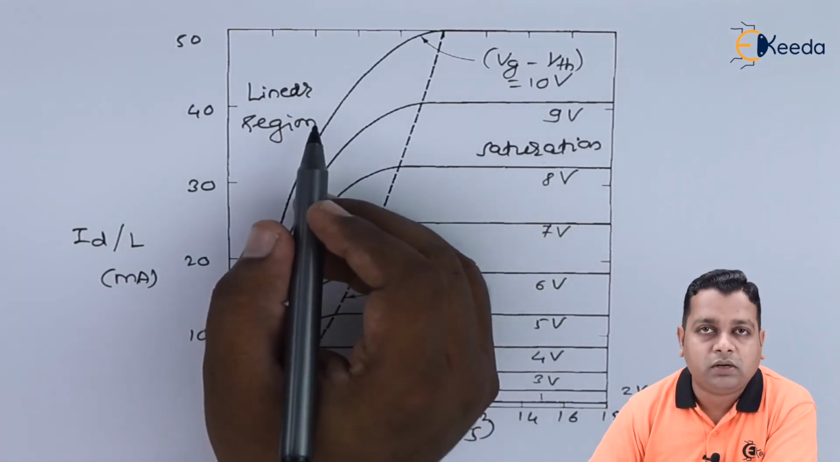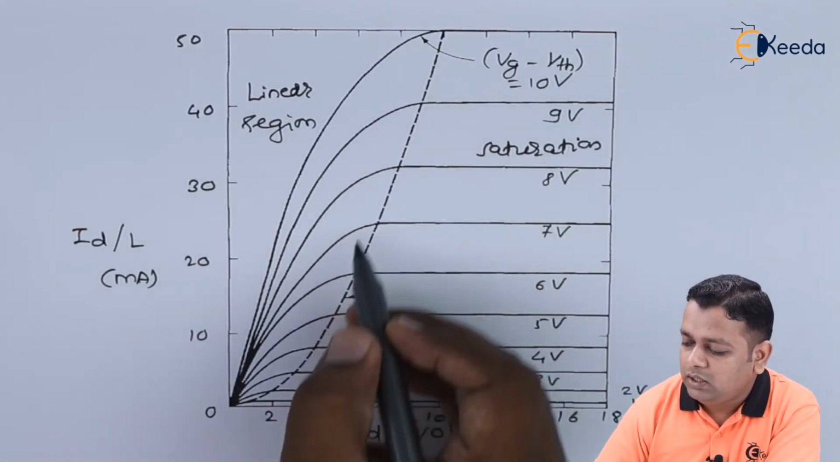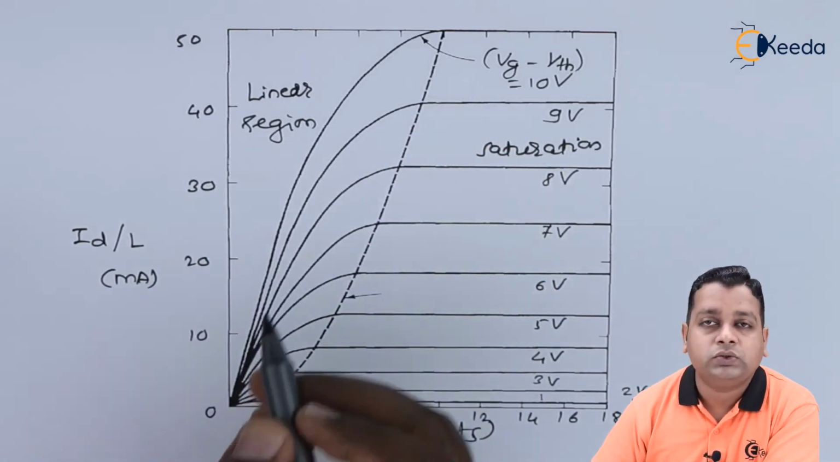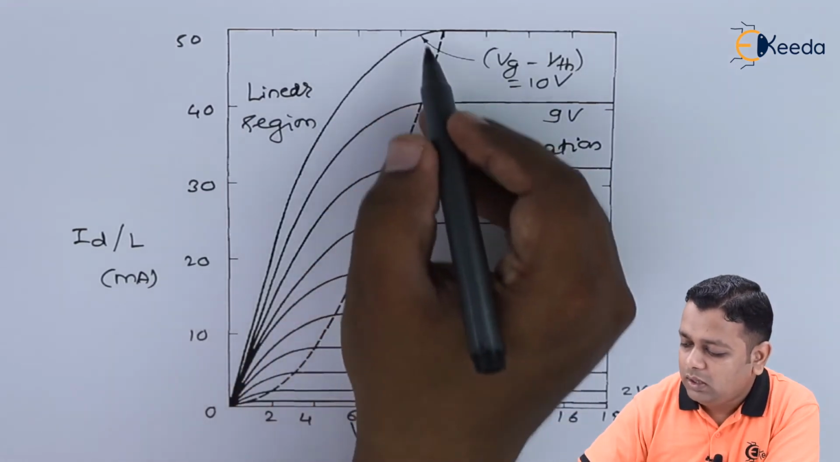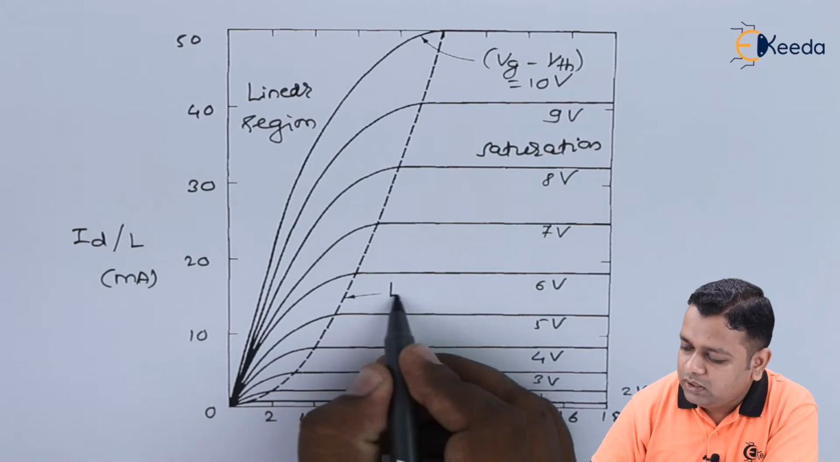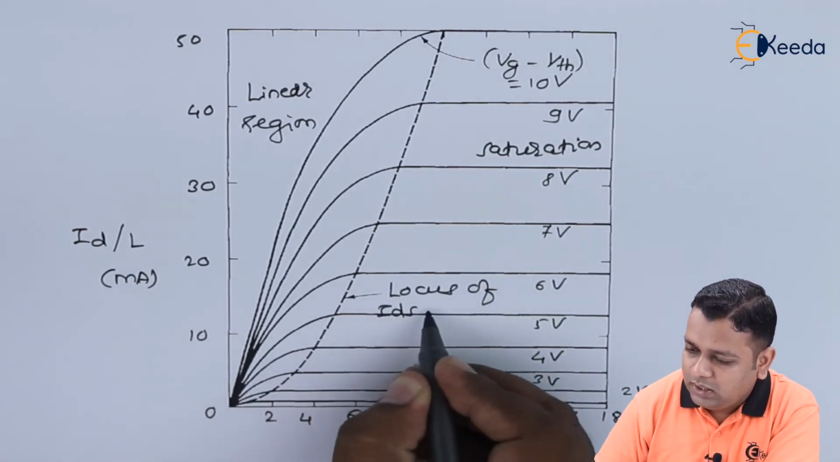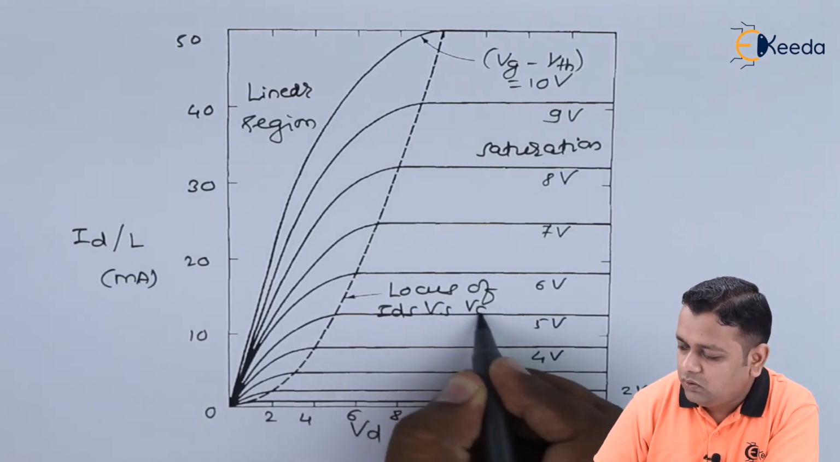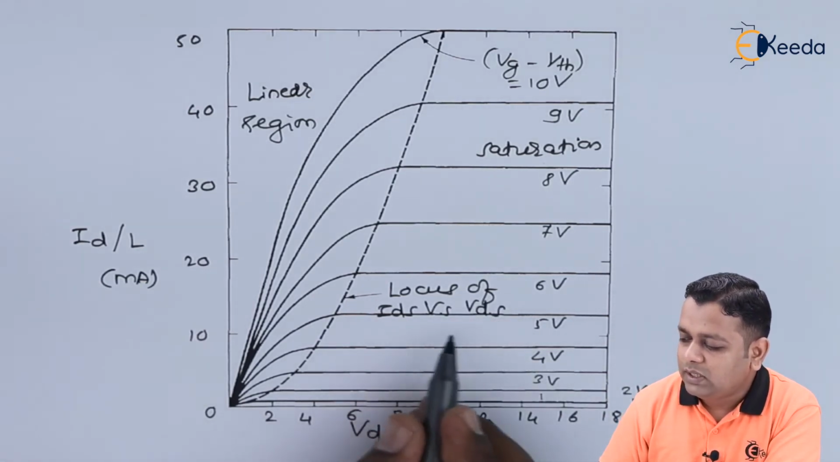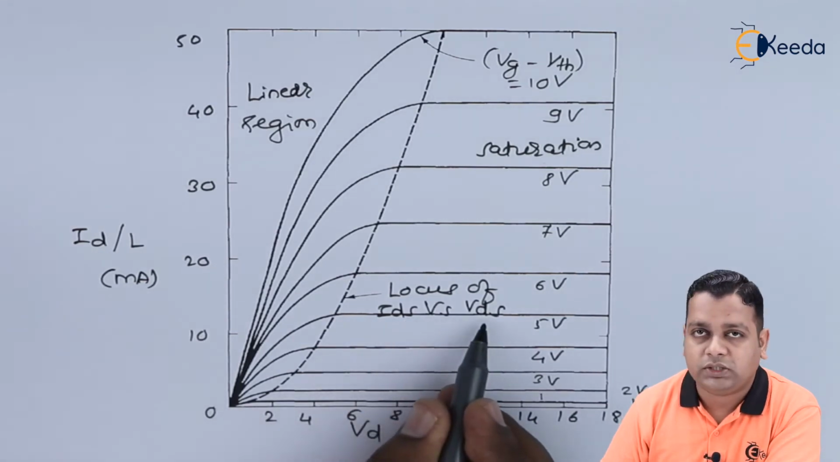So the separation from the linear region to the saturation region is at the bending points that we have shown here. These are nothing but the pinch-off points we can see here. So this is simply the locus of IDS versus VDS. The suffix S that we have represented refers to the state of saturation here.